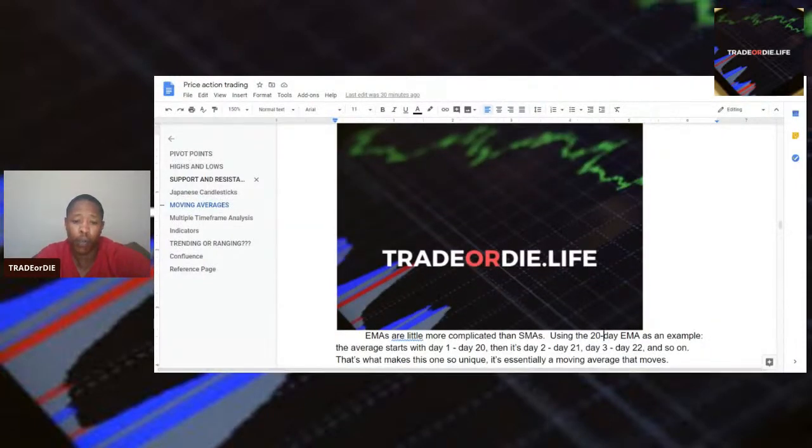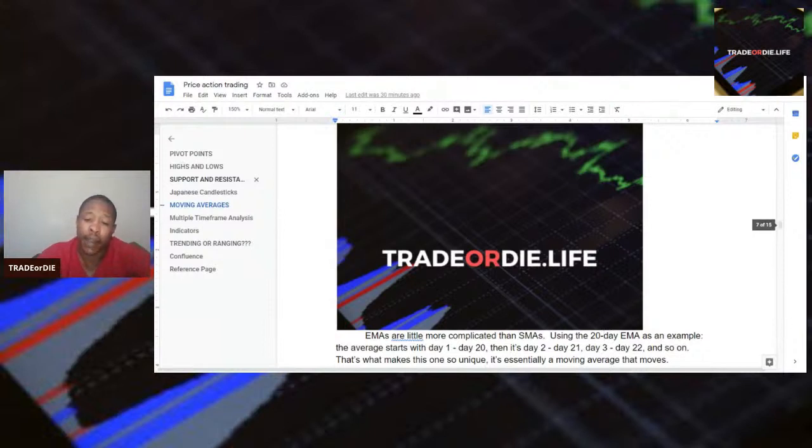All right. So as we said with the simple moving average, you take the last 20 days or 50 or whatever time frame, you take the closing price and divide by that number. The EMA uses the same basic format, but the time frame is constantly moving, whereas a simple moving average is day 1 through 20.